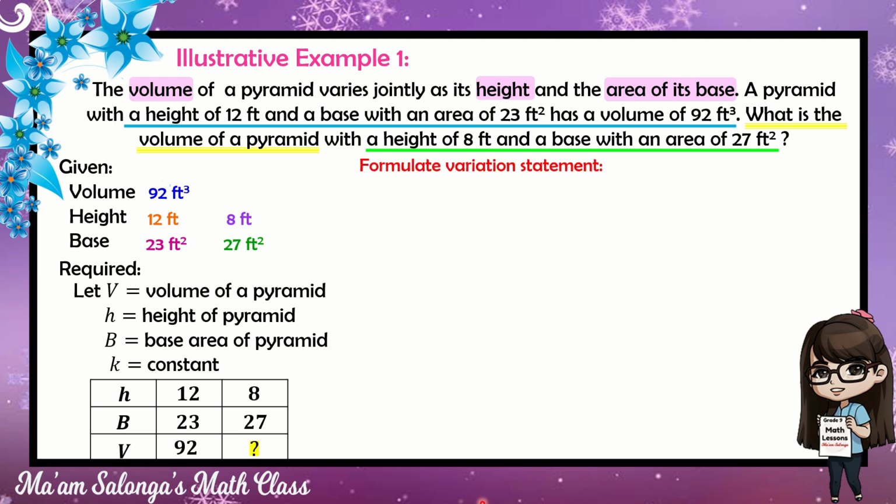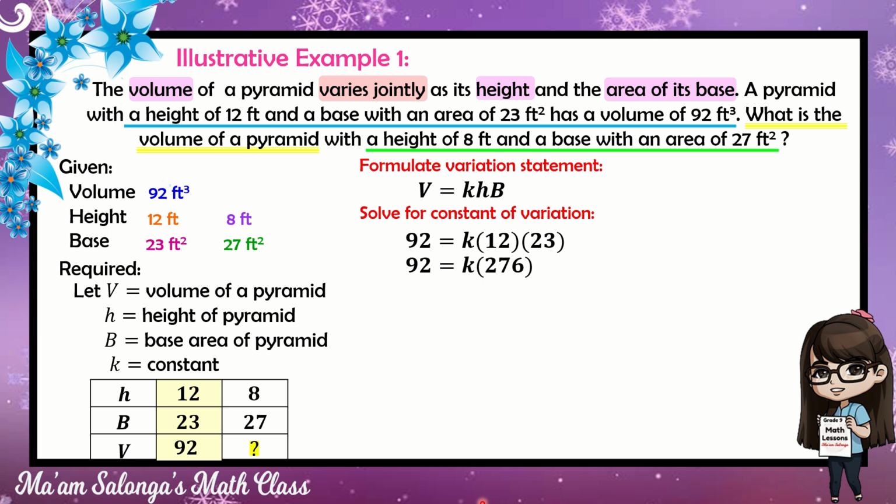Now, let's formulate the variation statement. Since this varies jointly, therefore that is V equals K H B. Then, to solve for the constant, we will use yung kompleto na values ng ating mga quantities. So, by substitution, we have 92 equals K times 12 times 23. Then, 12 times 23 is equal to 276. Then, divide both sides of the equation by 276 to solve for the value of K. We have now the constant which is equal to 1/3.